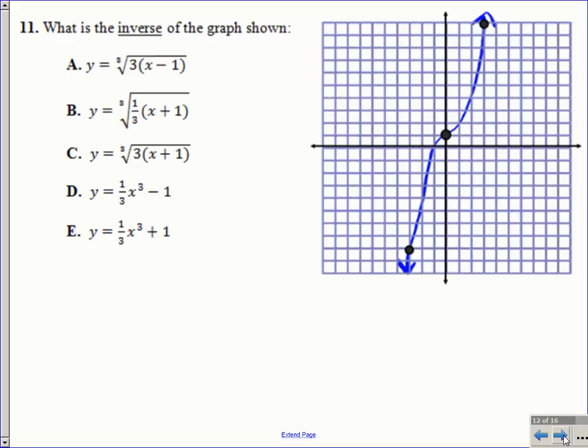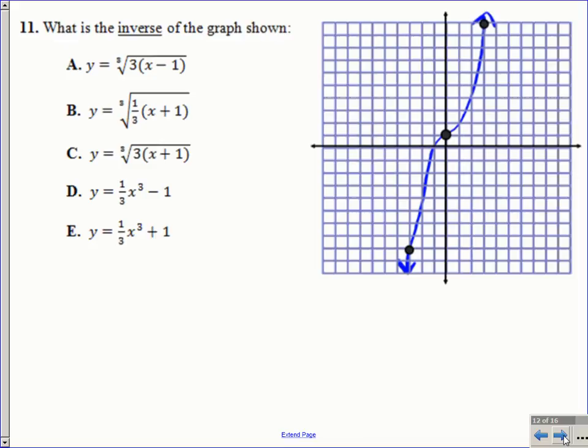Question number 11 is a little bit tricky. We haven't seen an example like this before, so we have to put together everything that we've been learning about in this unit to solve this problem. It's talking about inverses. We're given the graph of a cube, so we know we're looking at some roots here. It's really everything that we've seen all put together.